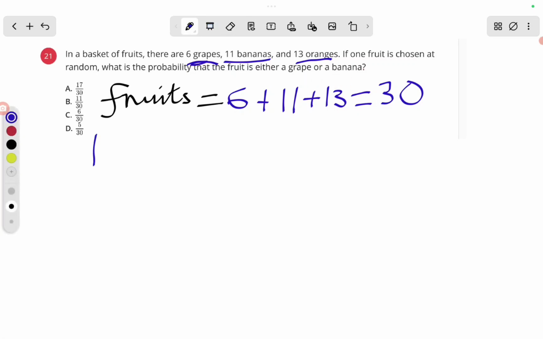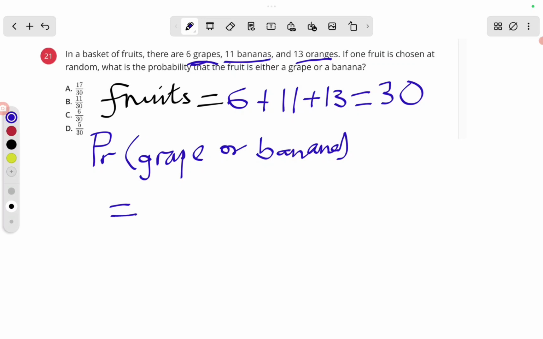So, let me write it out. The probability of either grape or banana. So this is same thing as, how many grapes do you have? The grape is same thing as 6, then over, what's our total fruit? The total fruit is 30.